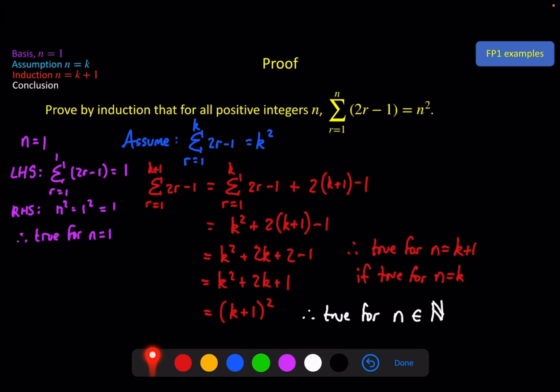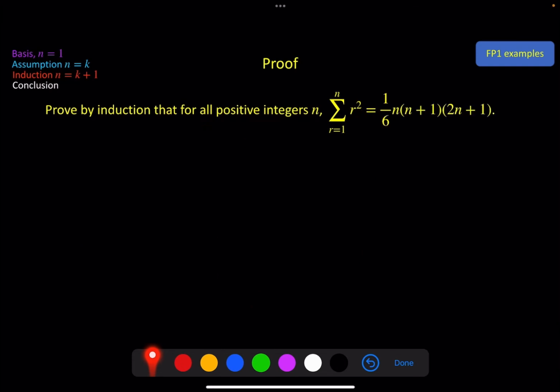In the previous chapter, we used two formulas that I didn't prove. I'm going to prove them now. The first one is the sum of the square numbers, then I'll do the cube numbers, and then we'll do a slightly more interesting question at the end of the video.